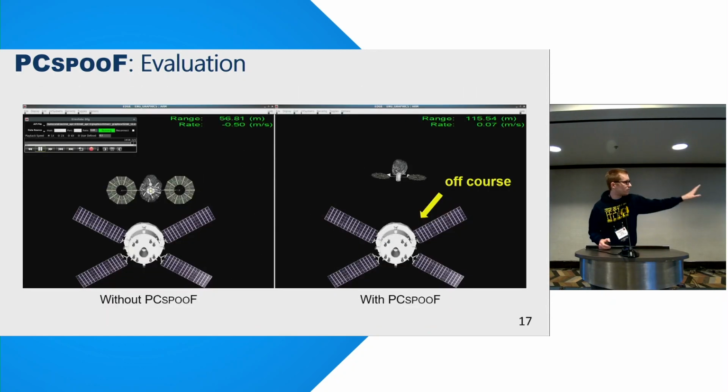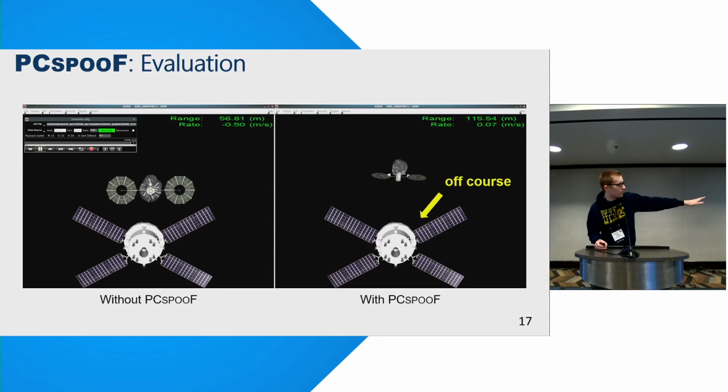So here you're seeing just a snippet of the simulation while it's running. On the left, I'm showing results without the PCspooF attack. Just like you would expect in that case, everything works great. The crew capsule in white, in the front of us, closest to us, has correctly aligned itself with the white circle of the other spacecraft and then it'll proceed to dock with it. That's the docking interface of the other spacecraft.